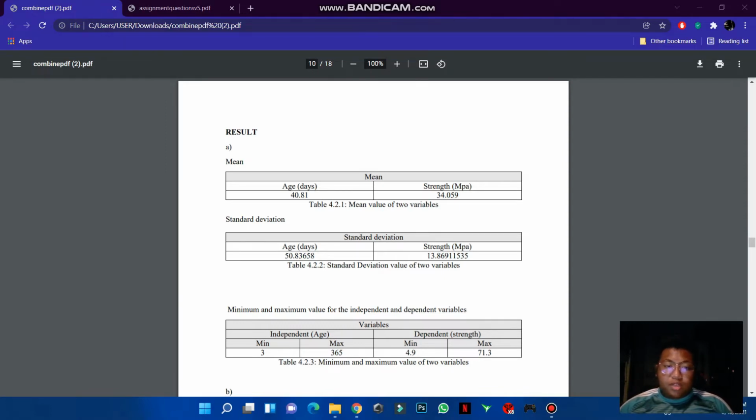Next, we go to standard deviation. By using software, we get age is 50.83658, while for strength, we get 13.86911 megapascal. And for the last, we go to the minimum and the maximum value for independent and dependent variable. For independent, which is age, the minimum value is 3, while the maximum value is 365. Next, we go to the dependent, strength. The minimum value for strength is 4.9, while the maximum value is 71.3.